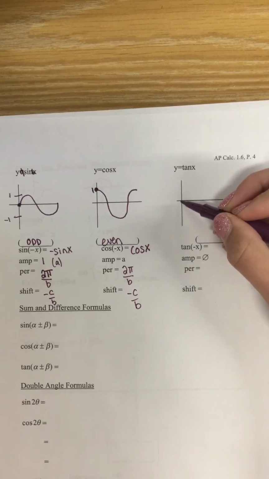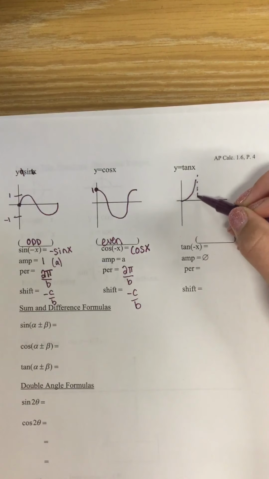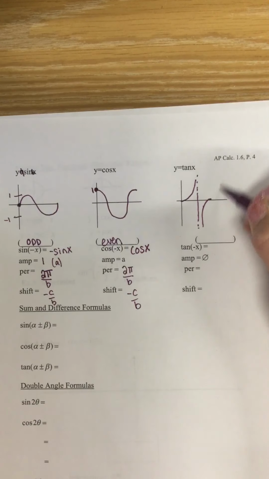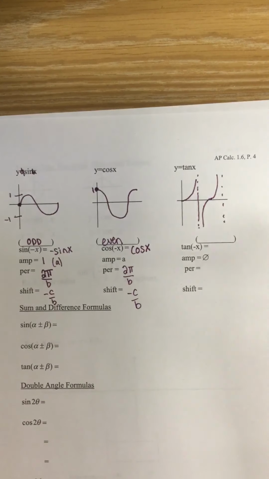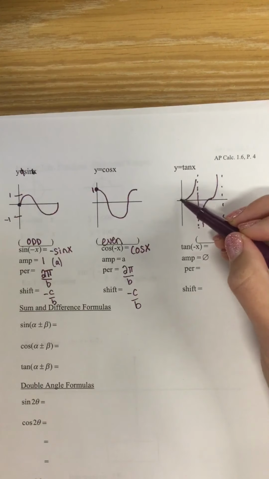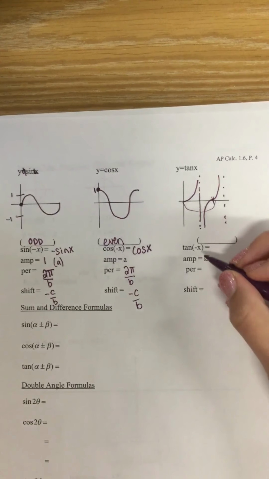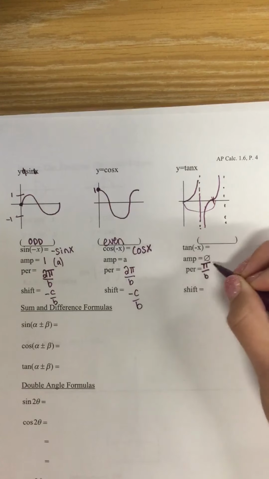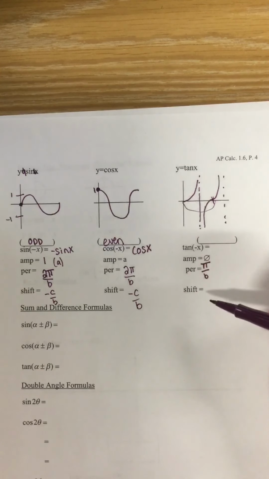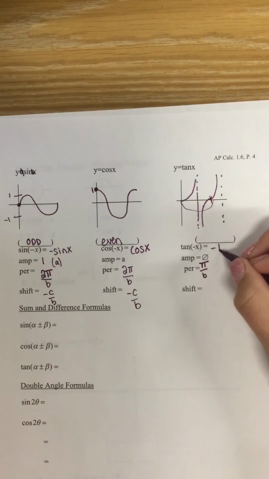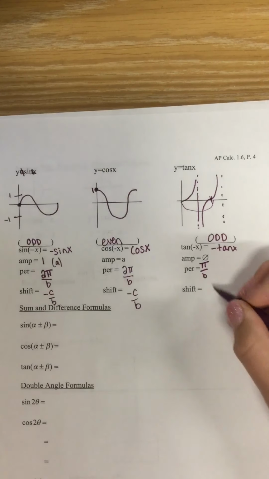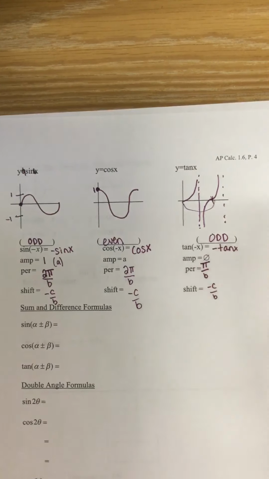Tangent's a little bit more funky. It goes like this, and we have an asymptote, and then we have this. And remember, it would continue. So like this would go up like that, and it keeps going. But the period would end here from 0 to 2 pi. So our period, 0 to pi is pi over b. Our amplitude does not exist because it's going on forever there. Tangent of negative x is negative tangent x, so this one is also odd, just like sine. And then our shift would also be negative c over b.